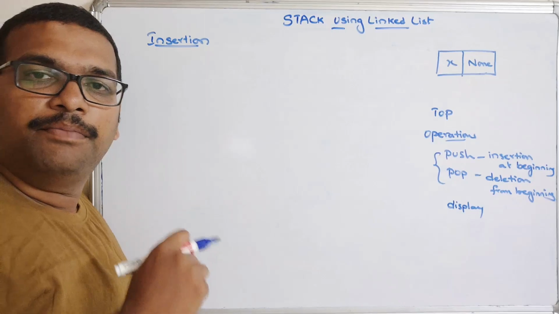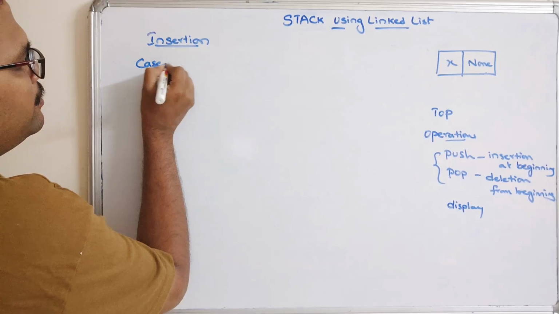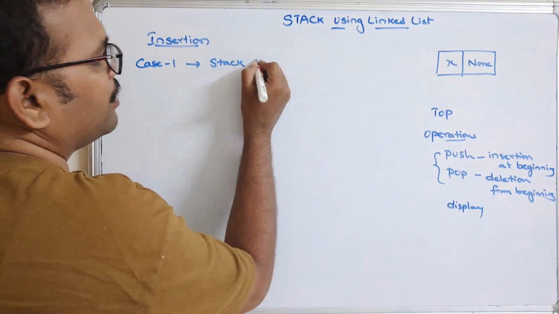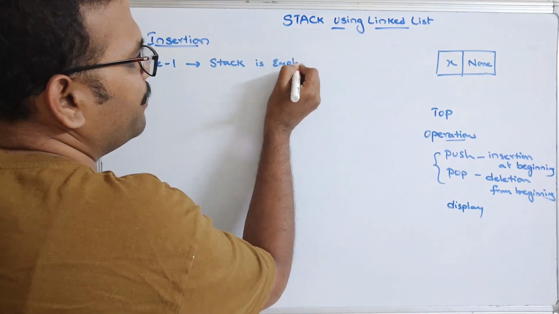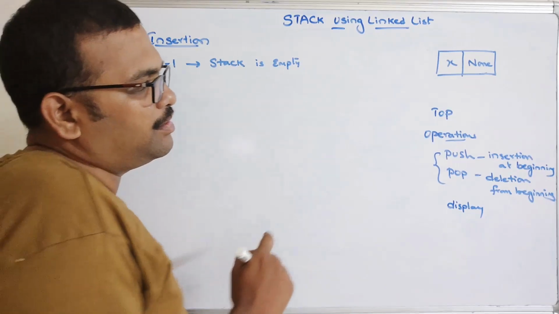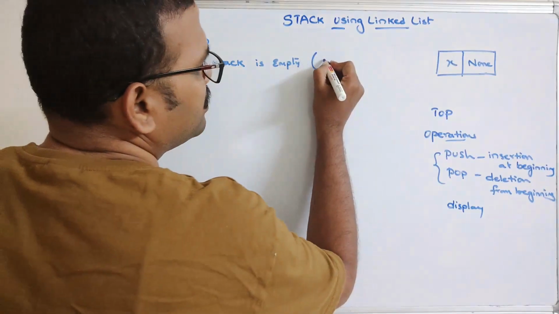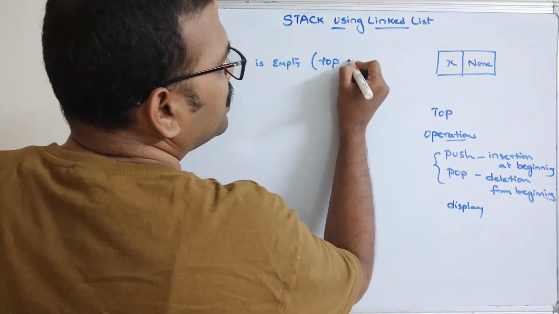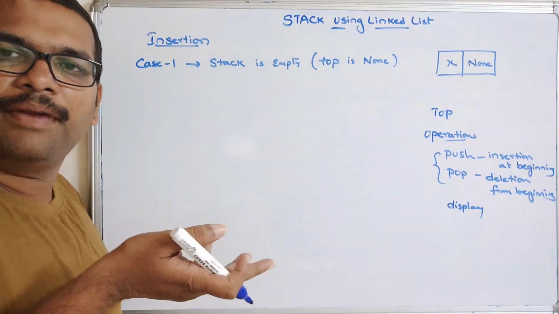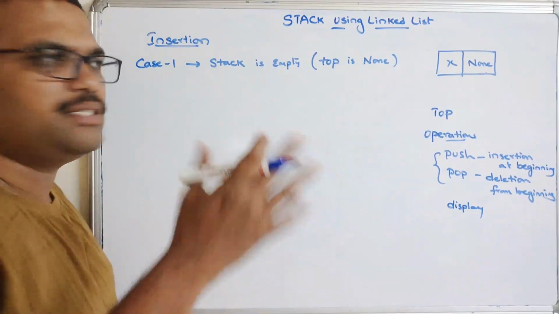Before inserting, there are two cases. Case 1: stack is empty. If the stack is empty, that implies top is None. If the top is None, that implies top is not pointing towards any node. That implies the stack is empty.